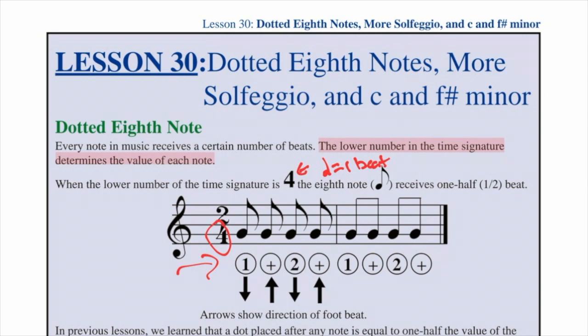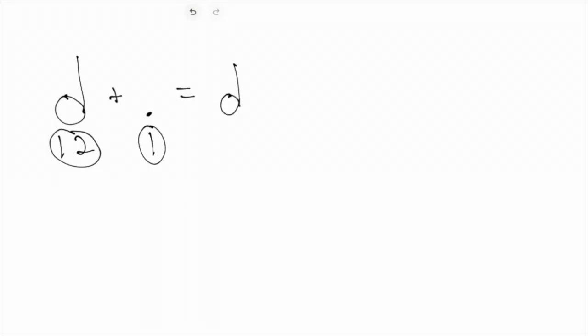1 and 2 and for the eighth notes. We're now going to take a look at a dotted eighth note, but review first what the function of the dot is. If we take a look at a half note, it receives 2 beats. 1, 2. Then when we add the dot, the rule for the dot is to add half the value. Half of 2 beats is 1 beat.